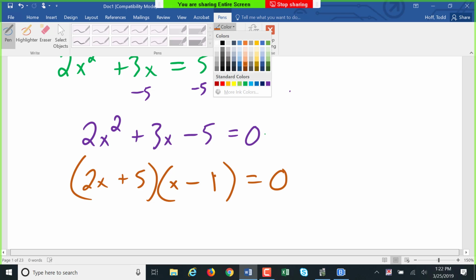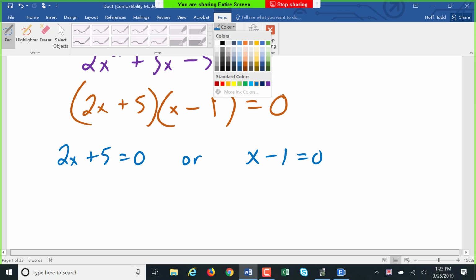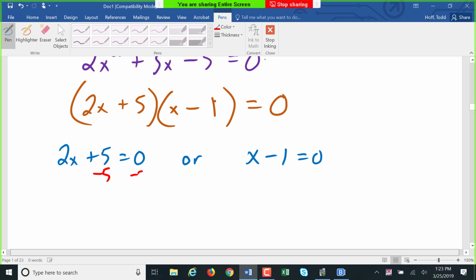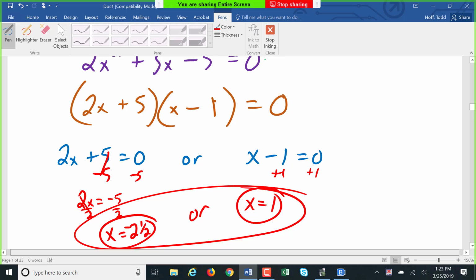So now we have two equations to solve. 2x plus 5 equals 0, or x minus 1 equals 0. Here we're going to subtract the 5. 2x equals negative 5 and divide by 2. X equals negative 2.5. Over here I can add 1. X equals 1. So either x is negative 2.5 or x is 1. Any questions on that one?